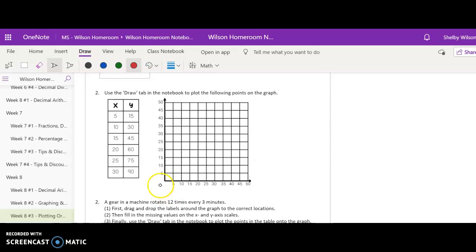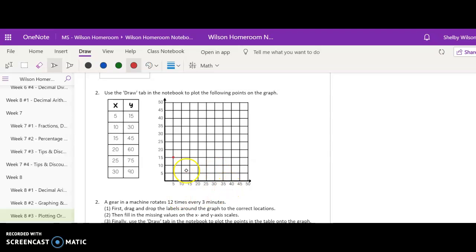And remember, your horizontal axis is your x-axis, and your vertical axis is your y-axis. So these are all the x values, these are all the y values. So for this one, I know x is 5, so x is going to be right there. And then y is 15. So if I go 5 and then 15 right here and go to where those 2 points meet, I can click right there.